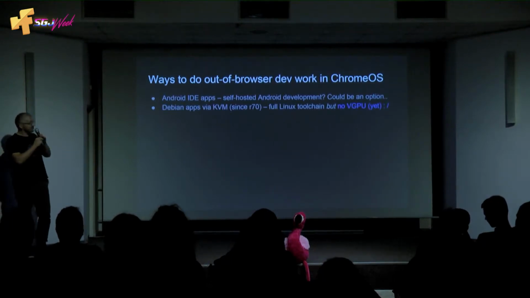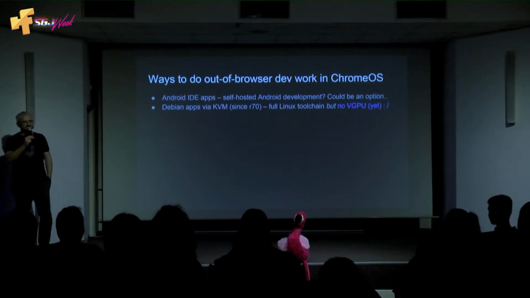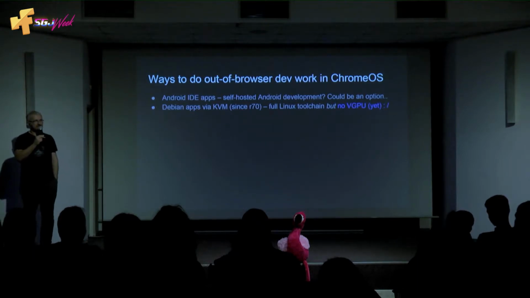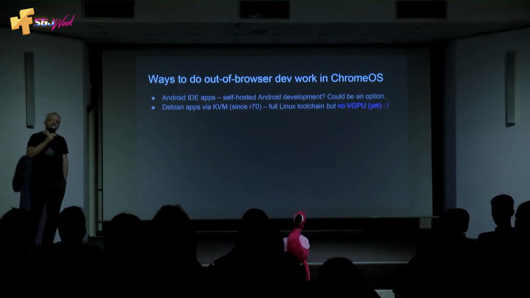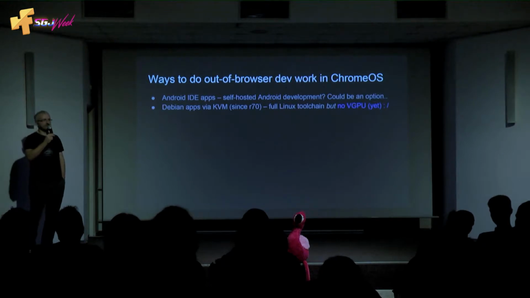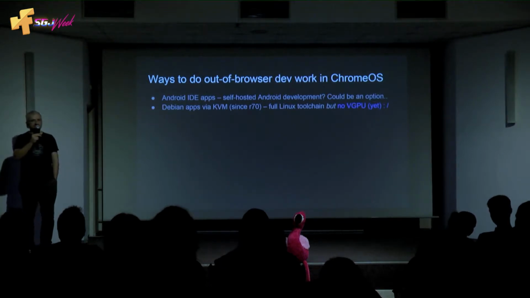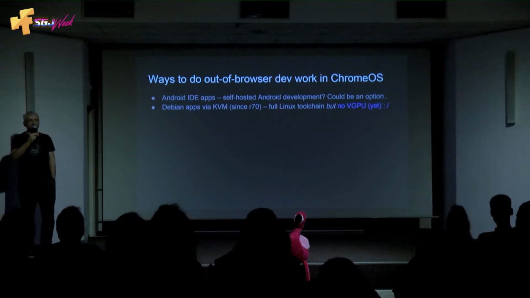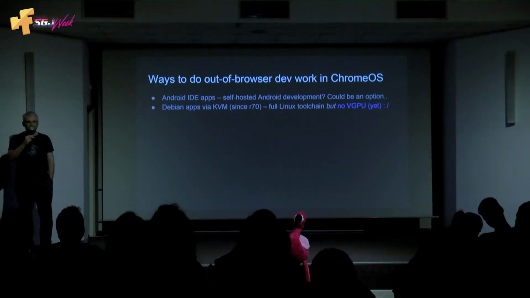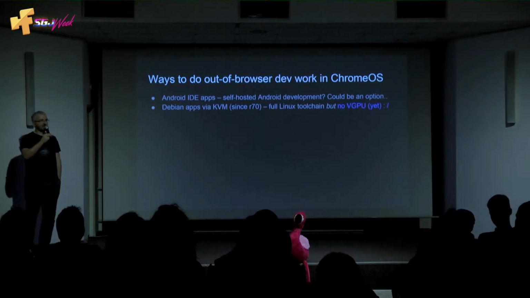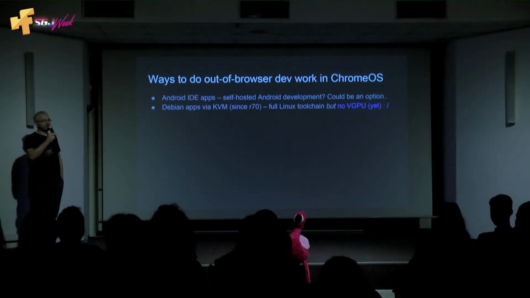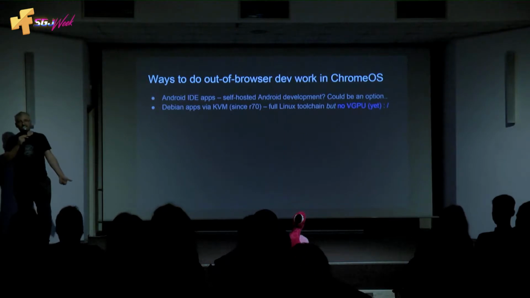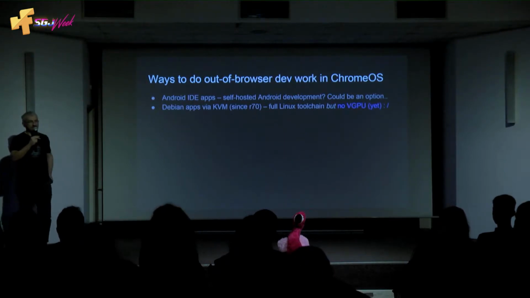Now, since revision 70, Chrome OS supports Debian or any other Linux, for that matter, in a virtual machine. So basically, you can get pretty much any standard distro application running in a virtual machine on Chrome OS. Now, what is the problem with that? The problem is that so far there is no support for a virtual GPU in that virtual machine. So if you want to do graphics development, and in this particular case OpenGL, you're out in the cold for now.